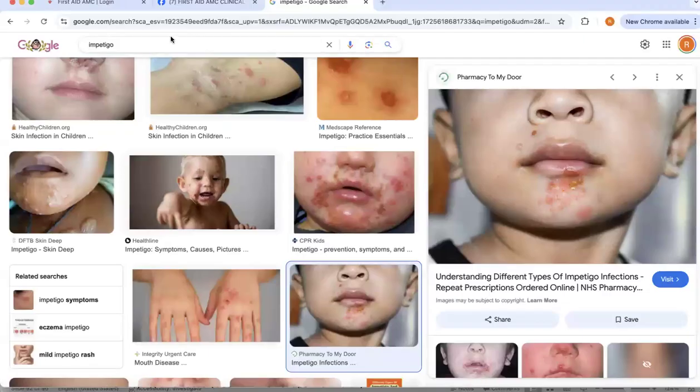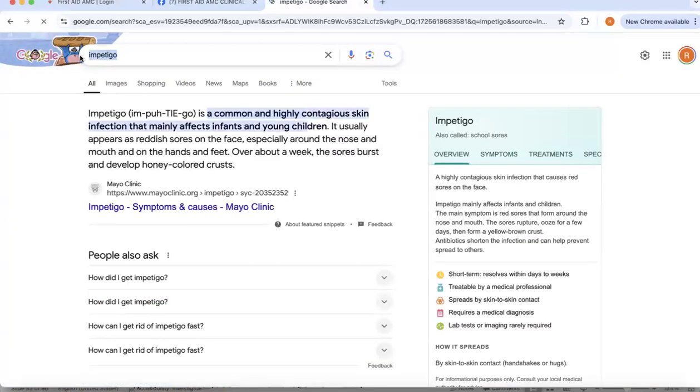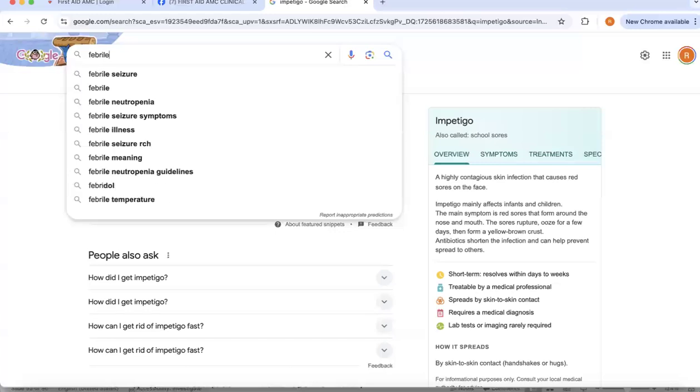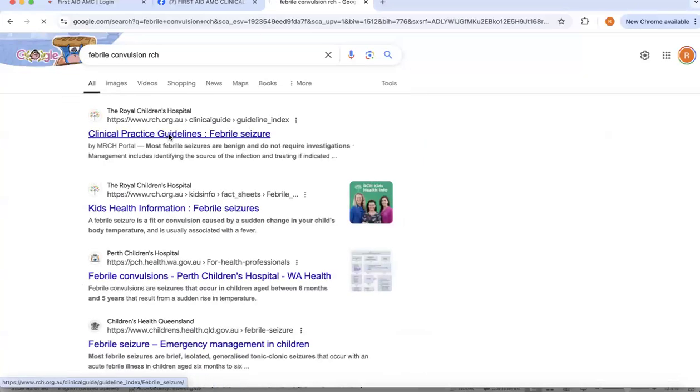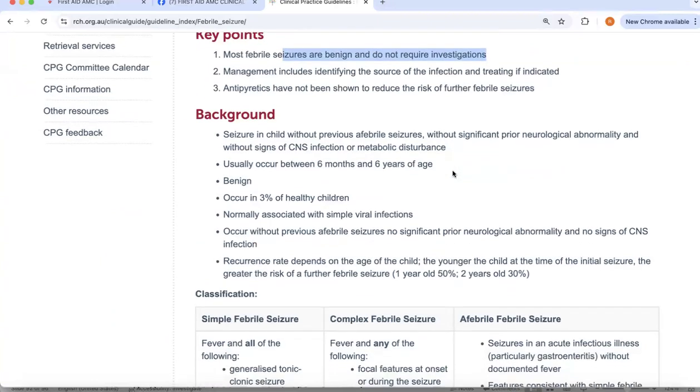Now, febrile convulsion is well written in RCH, so you need to go through that. So if you go to RCH, you can see that most of the febrile seizures are benign, doesn't require any investigation.